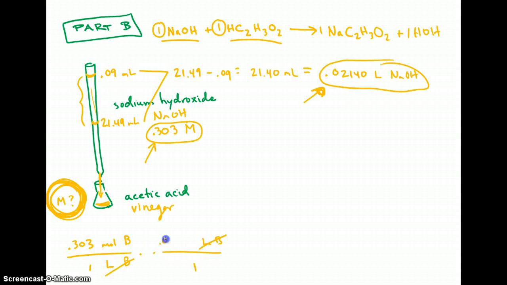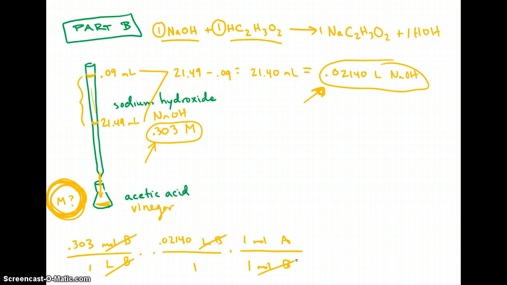So 0.02140 liters of base. Now liters cancels. Now I'm just in moles of base. Now that I'm in moles of base, I can use the mole bridge. I figured out it's a 1-to-1 ratio. So 1 mole of base reacts with 1 mole of acid. Moles of base gone, moles of base gone. Now I'm in moles of acid.